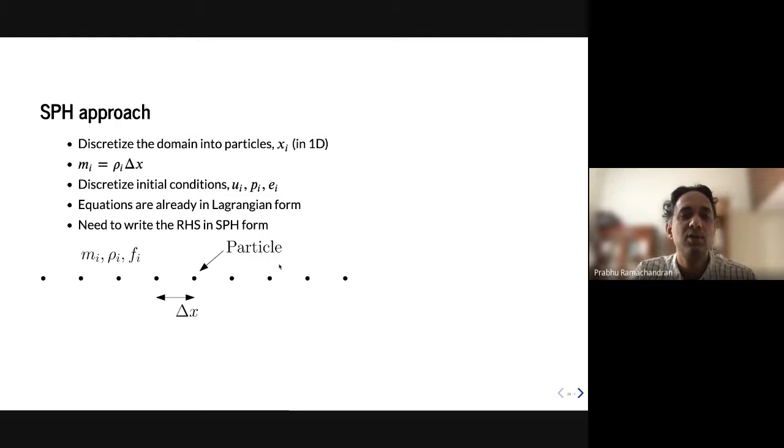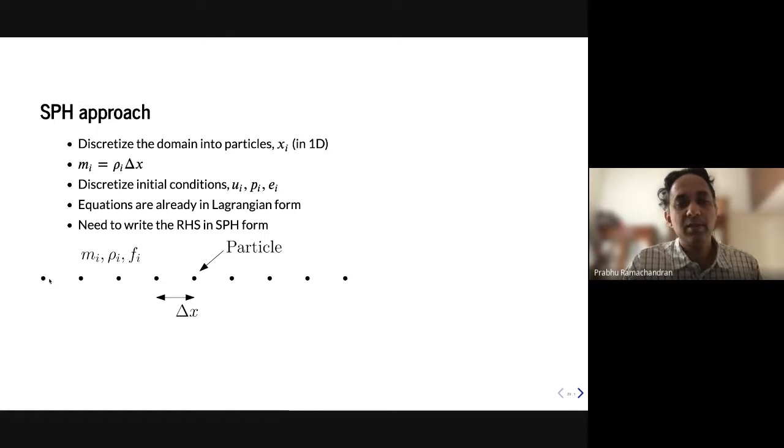And imagine you're trying to solve, say, a shock tube or some classic 1D problem with SPH. So the first step would be to discretize the domain into particles, which is straightforward. And then each of these particles, you will assign a mass based on the local density. So usually these problems are initial value problems, which means you have an initial condition and you're trying to find the solution after some time.